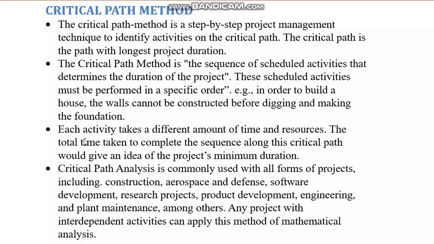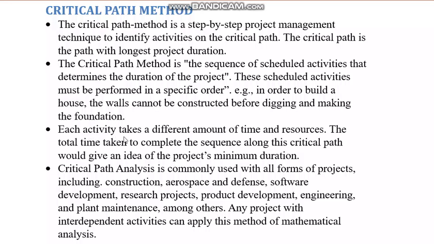So the next bullet point here is each activity. Now there we are calling something an activity. We will define all these things. This also we will define in this CPM, what is an activity. There is something called an event. There is an event and there is an activity. Now they are talking about activity.